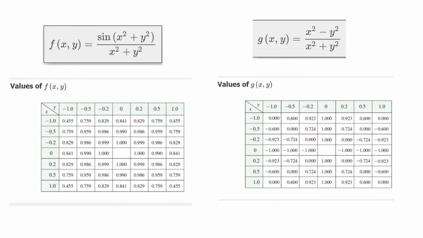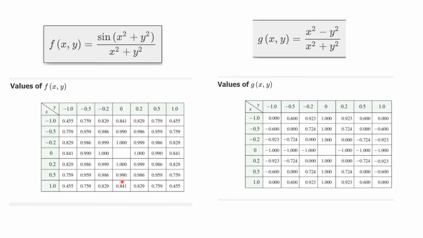We can also look at them numerically. So here what we're going to do is look at f of x y. This was the first one I talked about, and this is the second. We're going to look at different values of x and y. For example, we'll take y to be minus 1, x to be minus 1. We substitute that into this, we get 0.455.